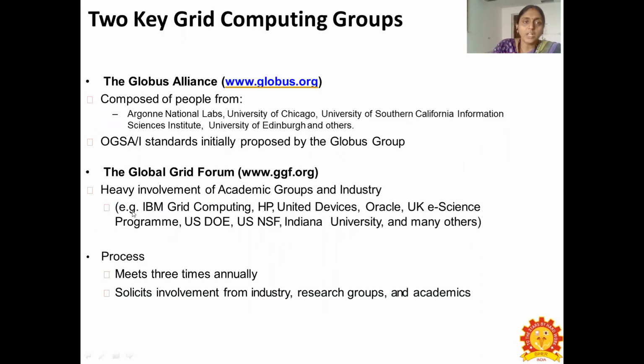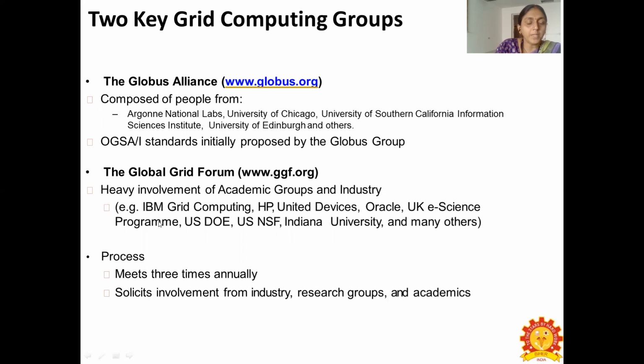And now we are going to see the two key grid computing groups in real time. So the first group is the Globus Alliance, which is composed of people from Argonne National Labs, University of Chicago, University of Southern California, Information Sciences Institute, University of Edinburgh, and others. And we have OGSA standards initially proposed by the Globus group. And the second grid computing group we have is the Global Grid Forum, where there is heavy involvement of academic groups and even industry groups are also present.